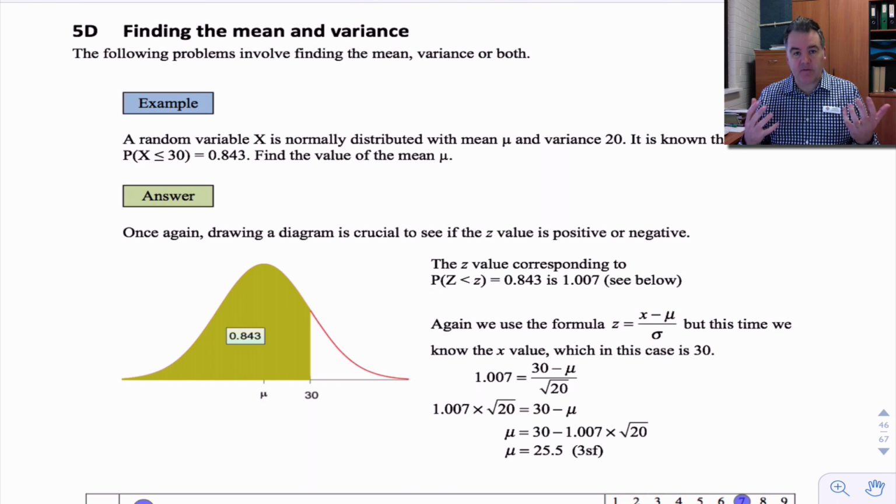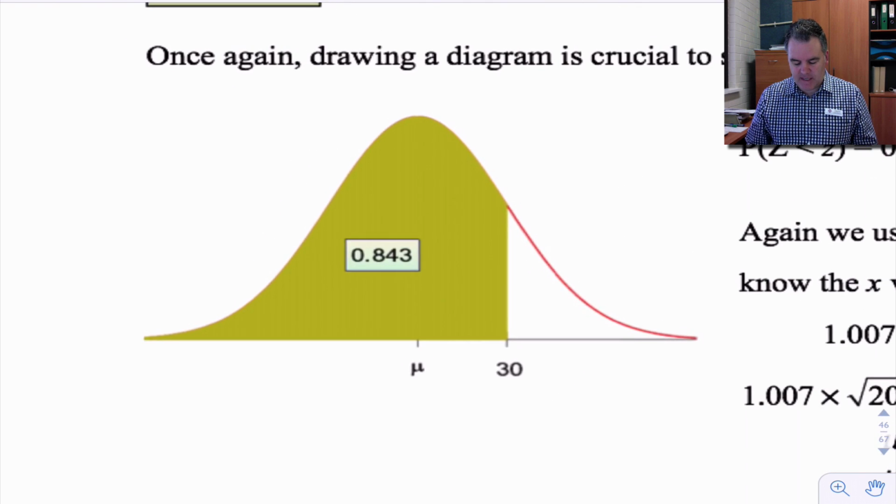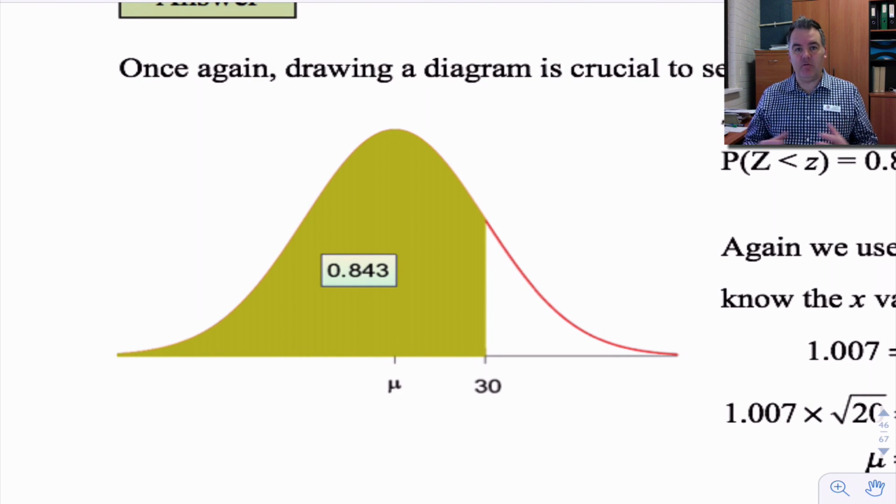So if we look at this first example here, we've got a random variable x, normally distributed, mean mu, variance 20. I'm telling you that the probability x is less than 30 is 0.843 and we want to find the mean. So it's again really handy to draw a diagram. When you get this question, draw a diagram like this because then it's really clear in your head. Put the 30 where it's meant to be, the mean where it's meant to be, shade the area, indicate the area, and I think the problems will be a lot easier if you draw the diagram.